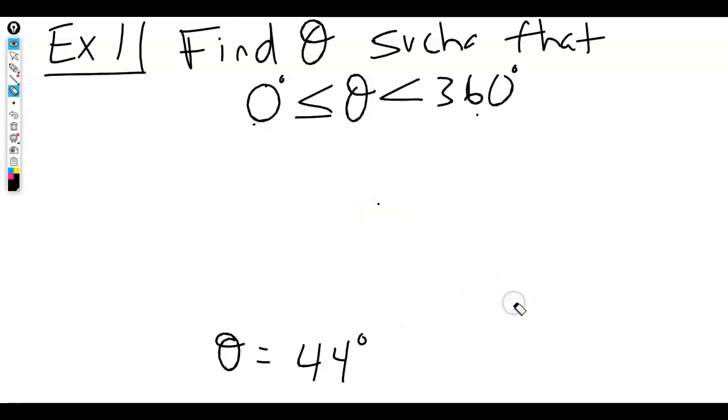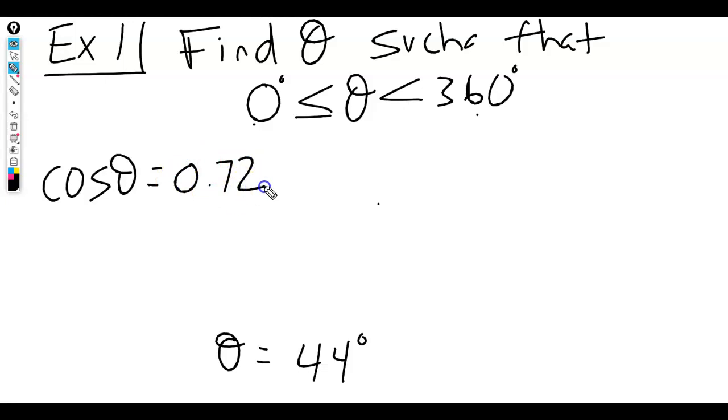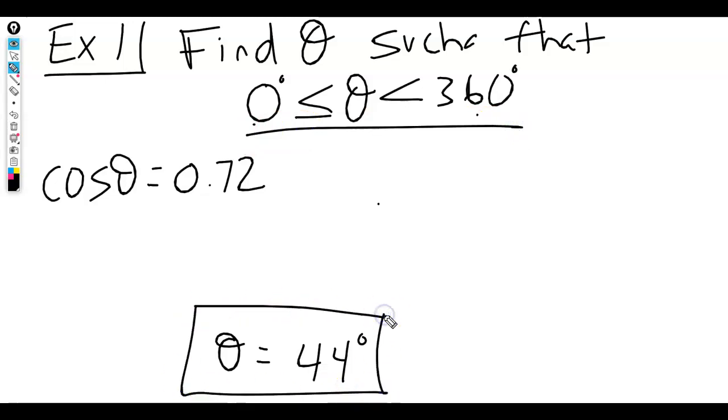So the question was, for what value of theta does cosine equal 0.72? And we want to find as many answers as we can on the interval from 0 to 360. Now, usually there's going to be 2 answers, and I just found one of those answers. And the calculator did it for me, okay? But we need to find another answer, because there is another one. Let's draw our unit circle.